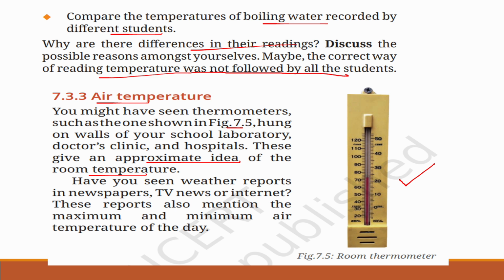Have you seen weather reports in newspapers, TV news or internet? These reports also mention the maximum and minimum air temperature of the day. So, air temperature is a measure of how hot or cold the air is. Then factors affecting air temperature are solar radiation, altitude, proximity to water bodies, wind patterns, human activities, etc.